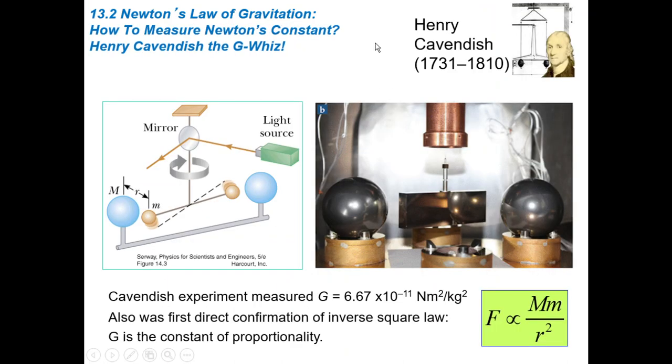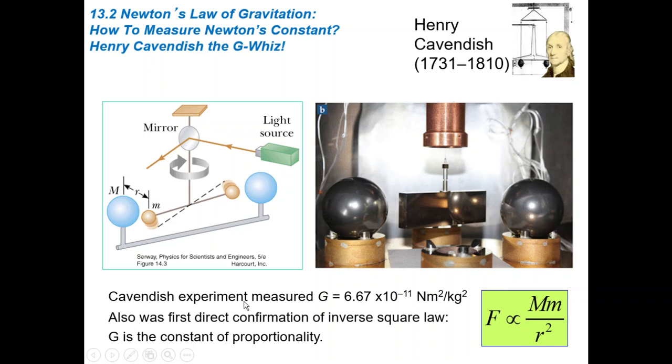Newton's law of gravitation: how to measure Newton's constant. This was done by Henry Cavendish. This is a standard experiment with a mirror and a light source, a laser. And now it's directed there, as you can see, which is really cool. I've seen some experiments done here with quantum mechanics, which is really cool. It is done by Brian Cox, who is a great scientist and I like him.